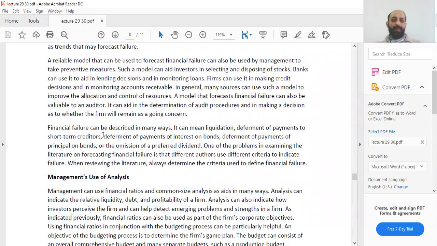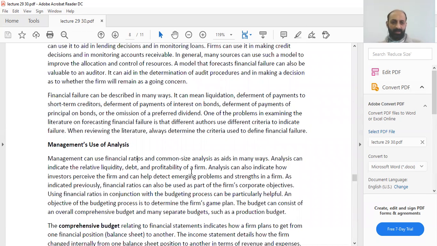Financial failure can be described in many ways. It can mean liquidation, deferment of payments to short-term creditors, deferment of payment of interest on bonds, deferment of payments of principal on bonds, and the omission of a preferred dividend. So all these factors show that your financial stability is crumbling; somewhere there is an issue. One of the problems in examining the literature on forecasting financial failures is that different authors use different criteria to indicate failure. When reviewing the literature, always determine the criteria used to define financial failure.